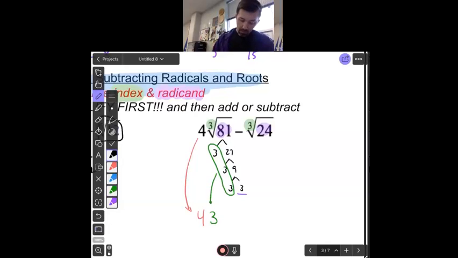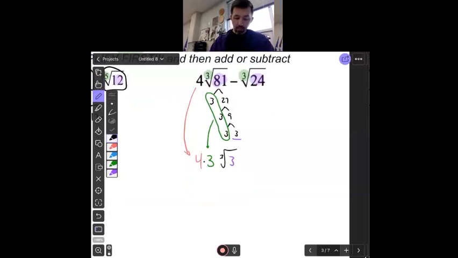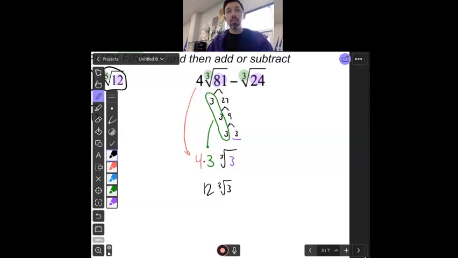Then I have my radical still, so cube root. And then that 3 that was left over. Okay? But just like before, it's 4 times the cube root of 81, so it's 4 times 3. So that's really 12 cube roots of 3. Then I have a minus sign here. So just don't lose track of that coefficient that was out front already.